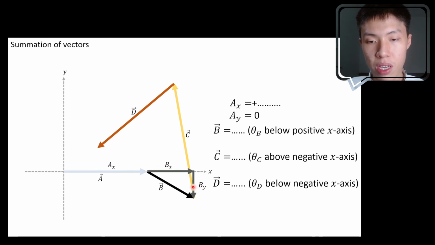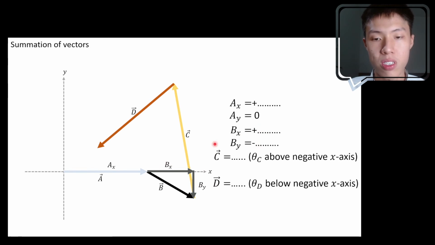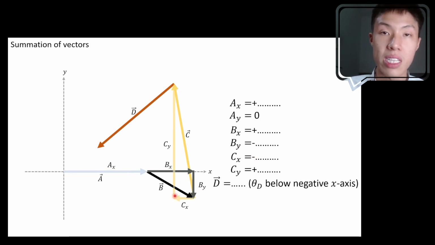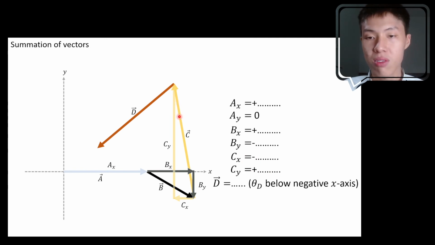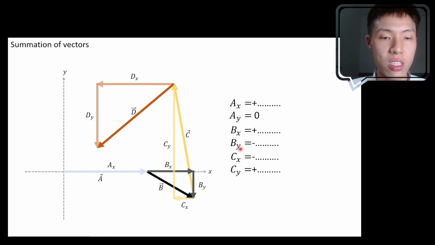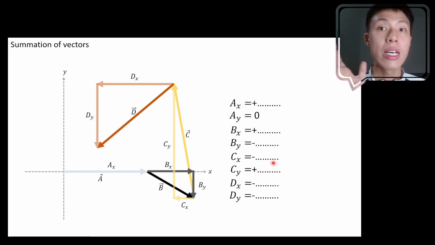Okay, for B, we can also split into BX and BY. BX will be positive, pointing to the right, then BY will be pointing in the negative direction. Again, for C, we split it into its components as well. So you have CX and CY. CX in the negative direction, CY in the positive direction. Okay, now it's a bit messy already. D, again, we resolve into an X component and a Y component. X pointing to the negative X direction, Y pointing to the negative Y direction. That's why both are negative. Now, this is the process of resolving vectors.